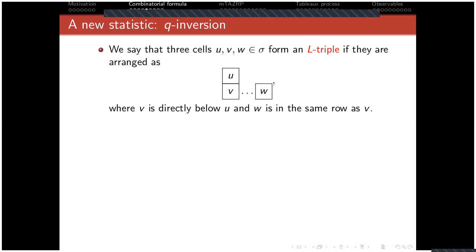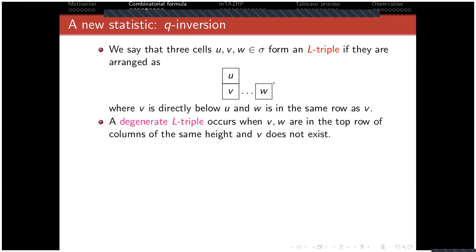Now we say that these form an L triple because it looks like an L. And there's a degenerate notion of this: if V and W are in the top row, so they are like this, if they are over here, so this is V, and the U does not exist, that's also a degenerate one.